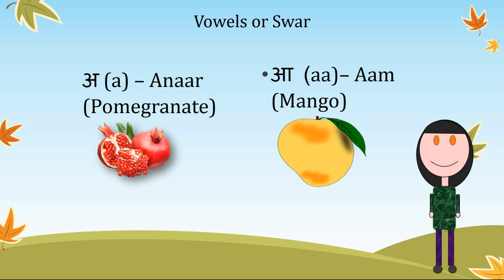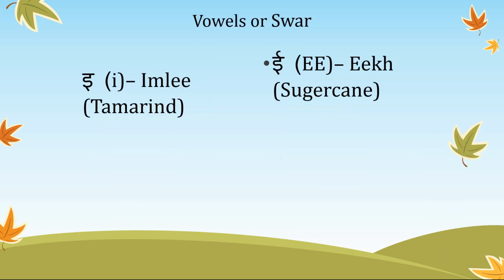All right, so let's start. A for anar, A for arm. E for Emily, E for ek.